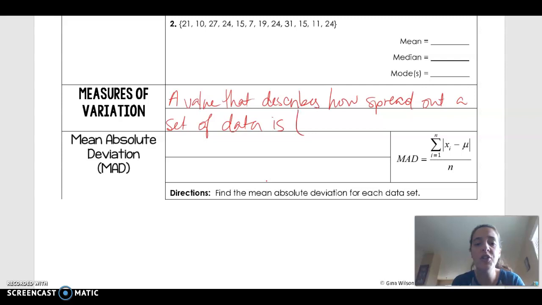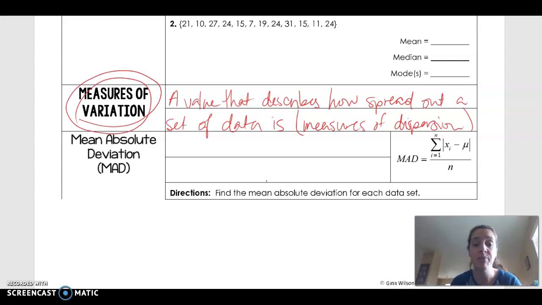Okay. These can also be known as measures of dispersion. That's just something to know. This is kind of the big important thing: knowing that these are our measures of variation. So we're going to be looking for the mean absolute deviation, or the MAD. So the MAD, or the mean, right? We talked that mean is average.